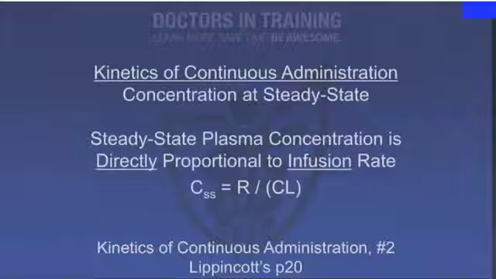So the elimination constant and volume of distribution and clearance can all vary from patient to patient. Mine might not be the same as yours, but for me it's always going to be the same over time for a specific drug. So the plasma concentration at steady state is directly proportional to the infusion rate. The more drug you give per hour, the higher that plasma concentration is going to be at steady state.